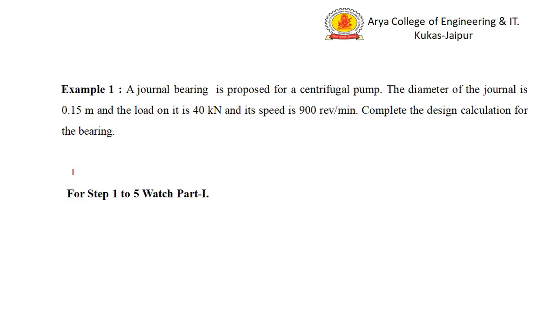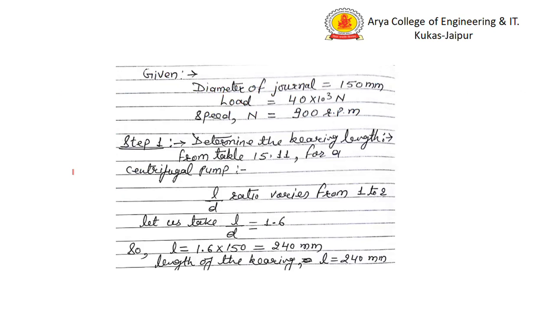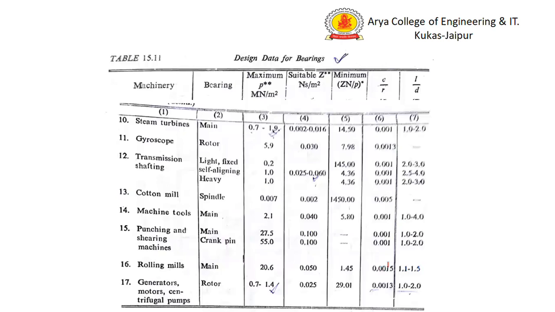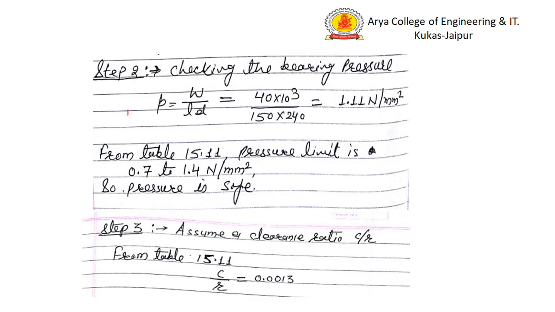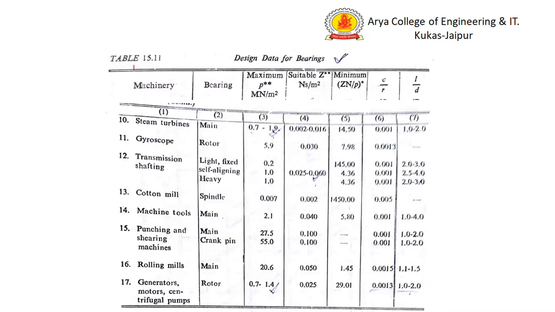This was the problem. We will see what we calculated in the last lecture. In step 1 we found that the length of the bearing is 240 mm. In step 2 we calculated the pressure, 1.11 Newton per mm square. Then we checked the pressure from table 15.11. The pressure is safe. In step number 3 we assumed that C by R is equal to 0.0013 from table 15.11.